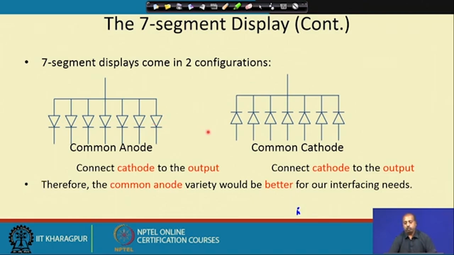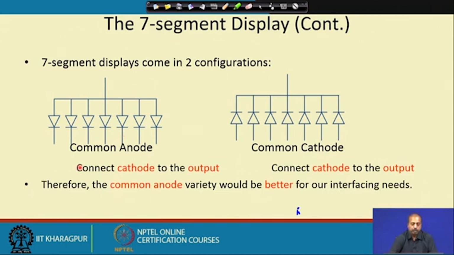On the other hand, this common cathode configuration. Here this side the cathode part is common. Okay. So, this can be connected to some ground pin, some ground line, and whichever LED you want to turn on, you have to put a 1 there. So, that light will be on. So, these are the two different configurations, common anode and common cathode.